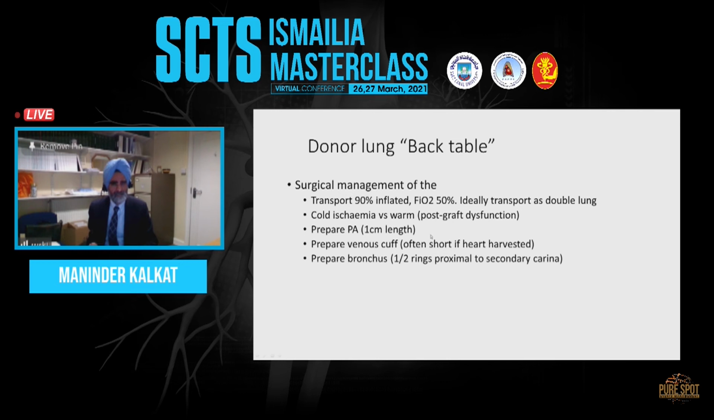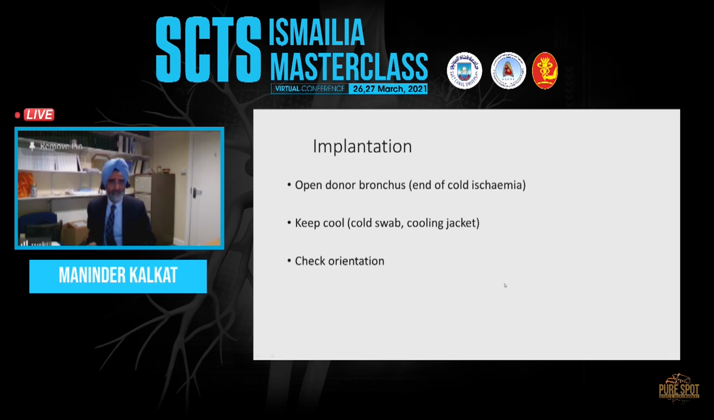The important bit here is particularly if the heart has been harvested, the venous cuff will be very small. So you need to be very careful when you are preparing that. If it is too short, then you may have to augment it, and that should be done before you place it in. And this is important: you cut the bronchus about half a ring proximal to the secondary carina. Once the donor bronchus has been opened, that's the start of the full ischemia time.